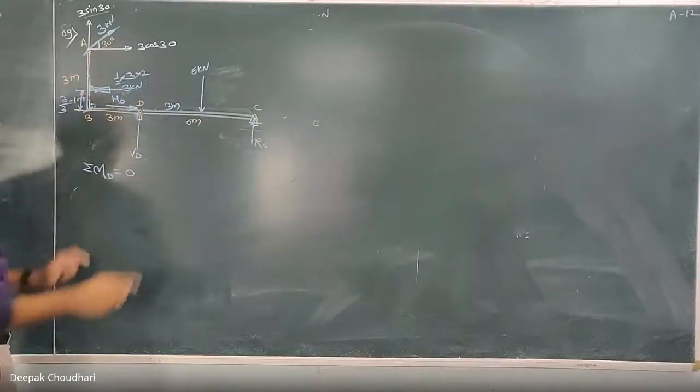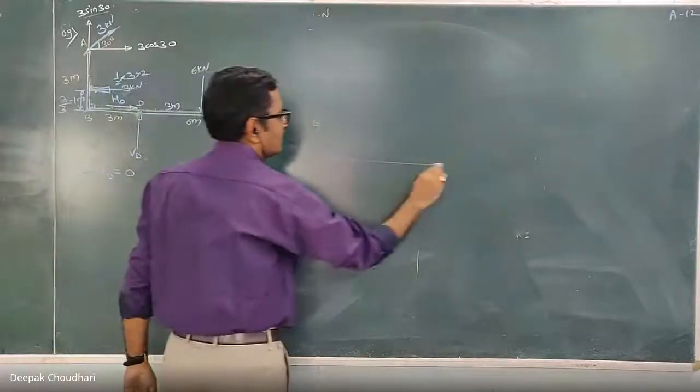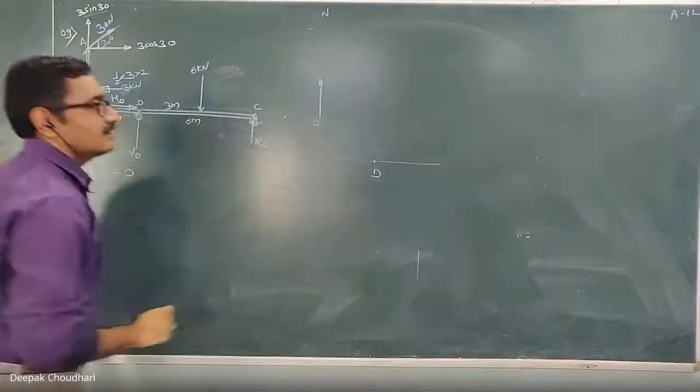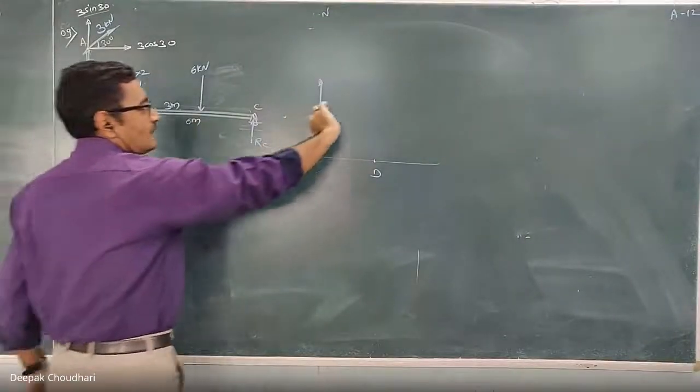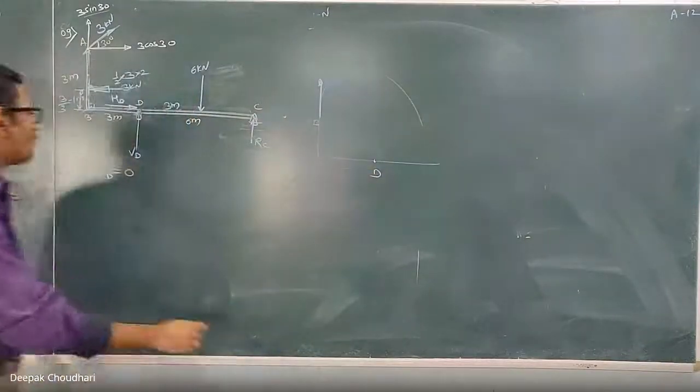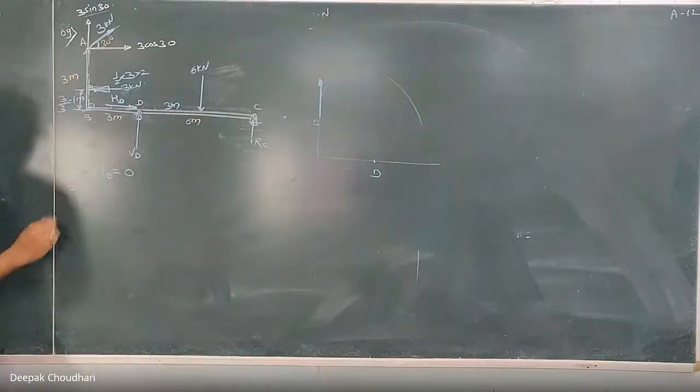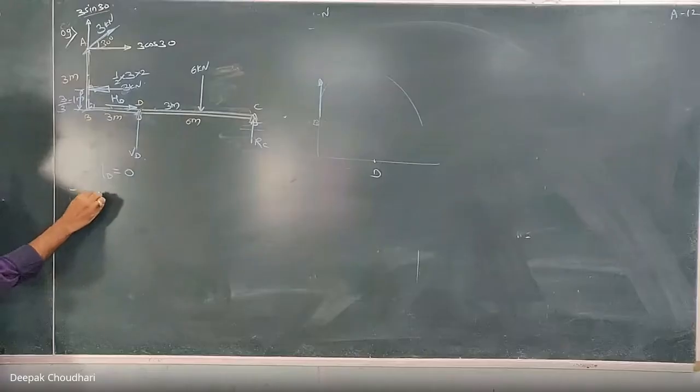Moment of this 3 sin 30 about point D. How will it be anti-clockwise? This is the D point. Sorry, sir, it acts like this here. Clockwise. Here it is clockwise. Move in the direction of the force and turn toward the moment center. It will be clockwise. Since it is clockwise, minus. Minus 3 sin 30.